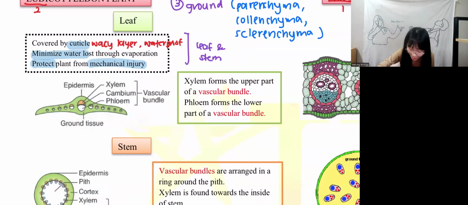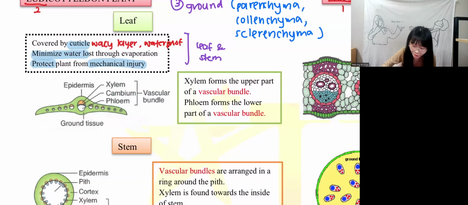So on top, xylem is on top. Phloem is at the bottom. Xylem, phloem, in the middle, we have a thing called cambium. What is a cambium? It's the line in the middle. The function of cambium is to form xylem and phloem.